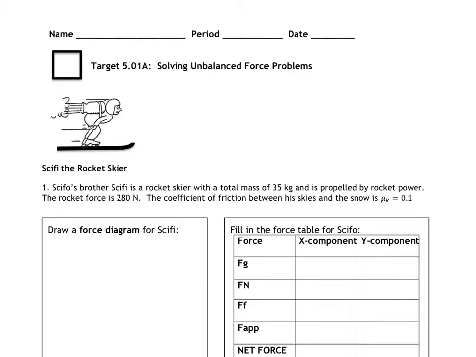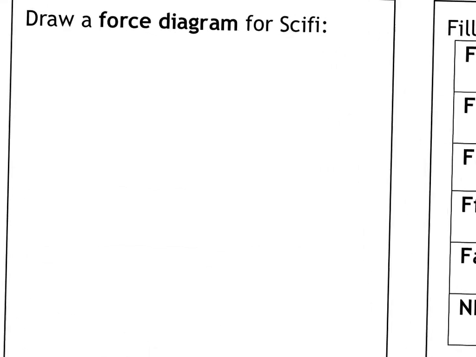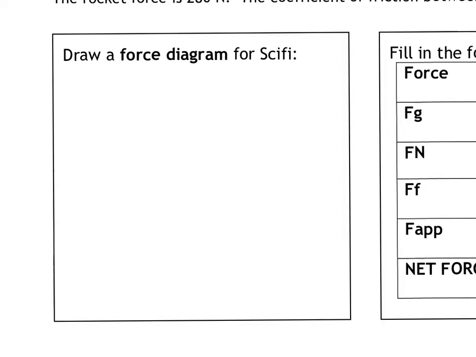So today we're going to talk about how to solve targets 5.01a and 5.02b. Let's read the problem. Sci-Fo's brother Sci-Fi is a rocket skier with a total mass of 35 kilograms and propelled by a rocket power. The rocket force is 280 newtons and the coefficient of friction between his skis and the snow is 0.1. We should first start by drawing a force diagram for Sci-Fi.